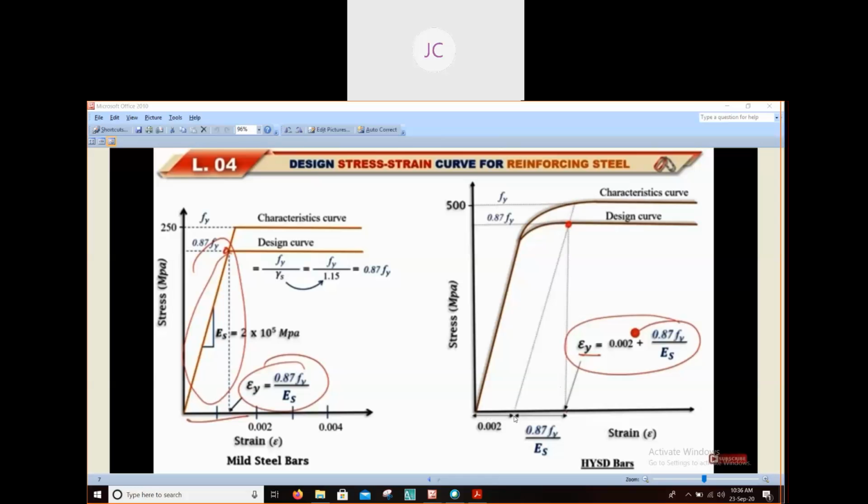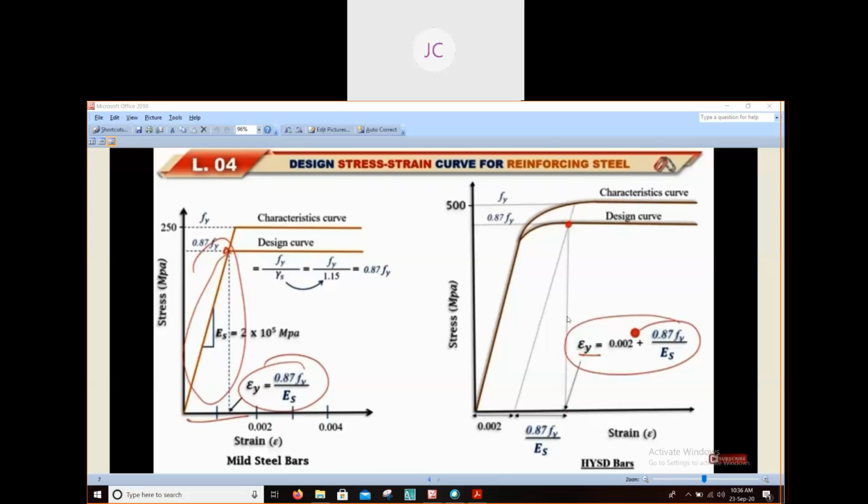Up to this point, up to the elastic region, our value was 0.002. And for this portion, we have a formula 0.87 Fy divided by Es. So the total strain at this point will be 0.002 plus 0.87 Fy by Es. You can see this.